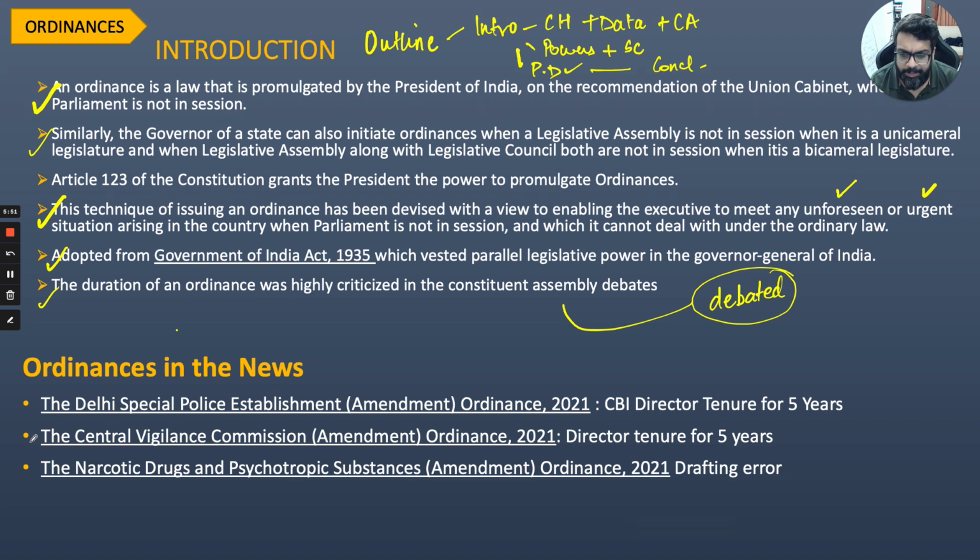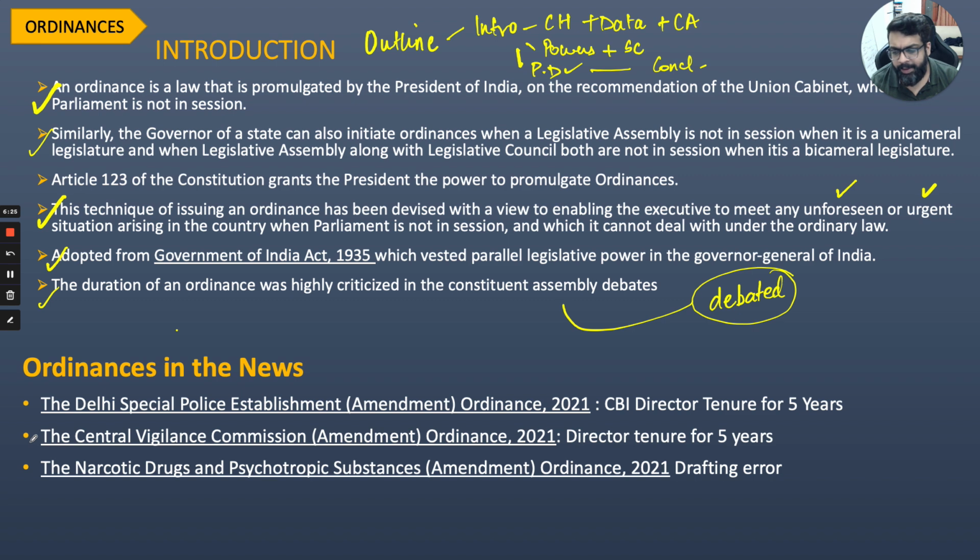So the Delhi Special Police Establishment Ordinance of 2021 essentially seeks to extend the tenure of the CBI director one year at a time to a maximum of 5 years, and the Central Vigilance Commission Ordinance of 2021 wants to do the same for the director of the Central Vigilance Commission, which is the apex anti-corruption body. In fact, the CBI works under the supervision of the Central Vigilance Commission, and the tenure should also be extended to about 5 years. Both of these ordinances are in force.